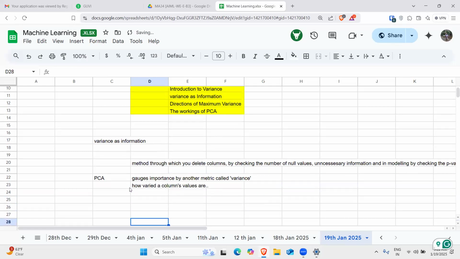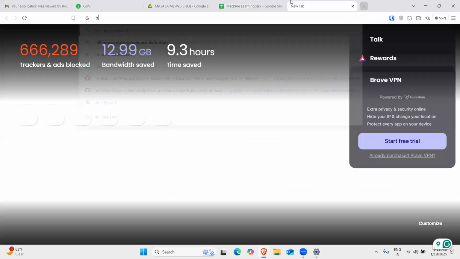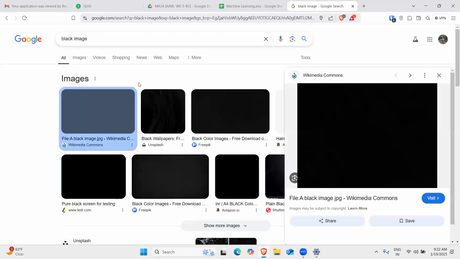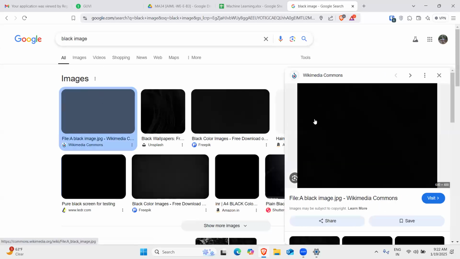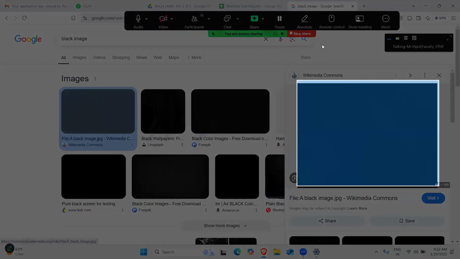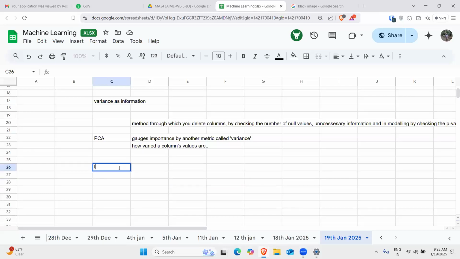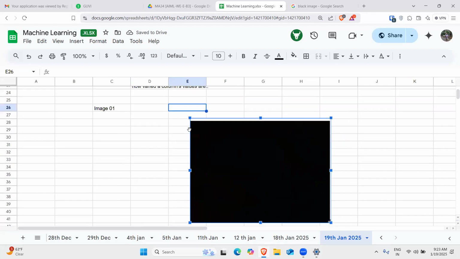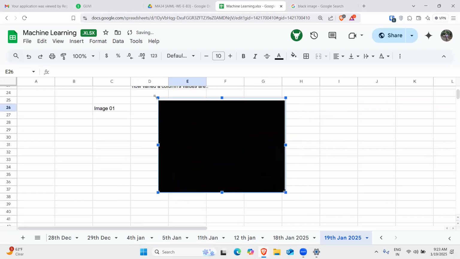So let's look at an example in the next segment and get an intuitive idea of what variance actually means. If I give you a simple black image, are you getting any information from this image? Do you guys get any information from this image? Obviously no, right? So in this image, variance as information is very less, where there is no change in the data.